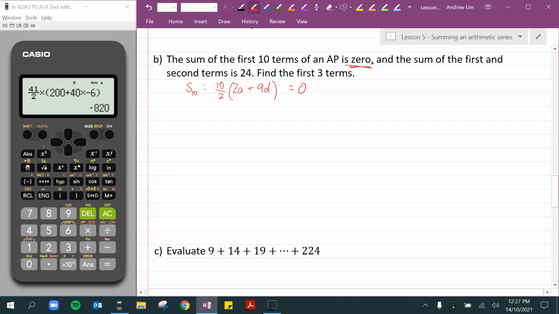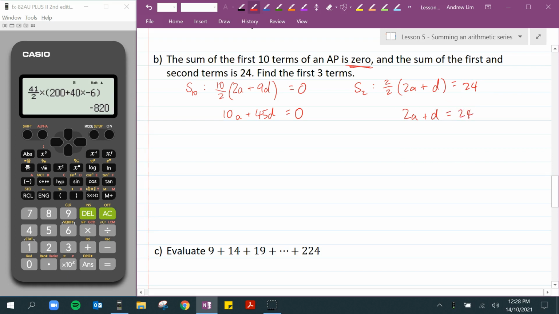Let me just simplify this. So that's 5. 5 times 2a is 10a plus 45d. And we know that's equal to 0. What about the second bit of information? The sum of the first and second terms. So we know that the sum of the first 2 terms, which is n over 2 times 2a plus (n minus 1)d, we know that's equal to 24. But I'm going to, again, just simplify this. That's just 2a plus d is equal to 24.